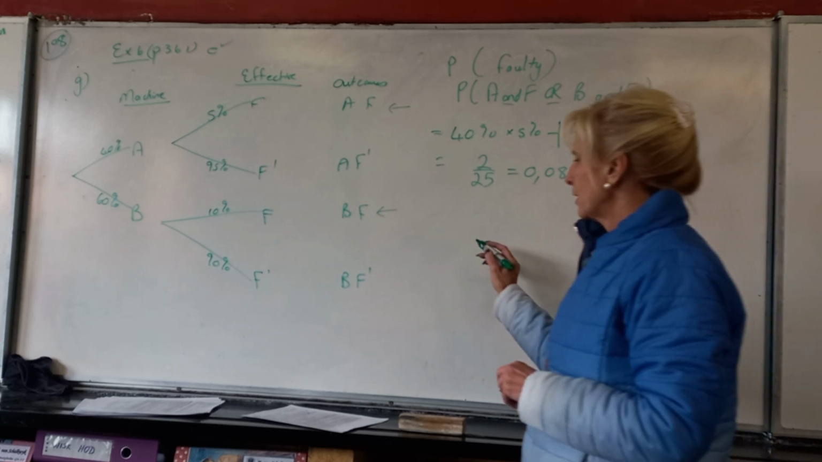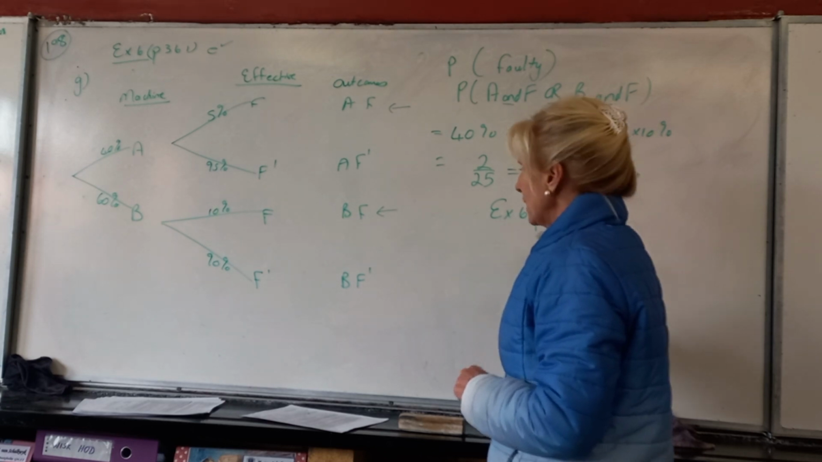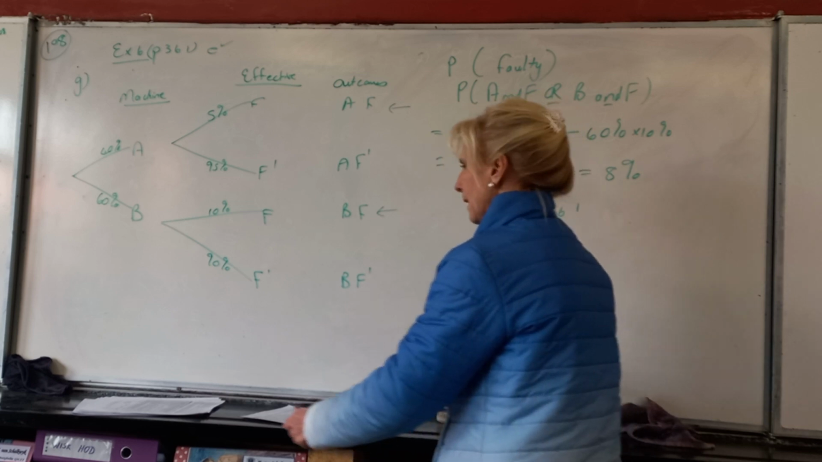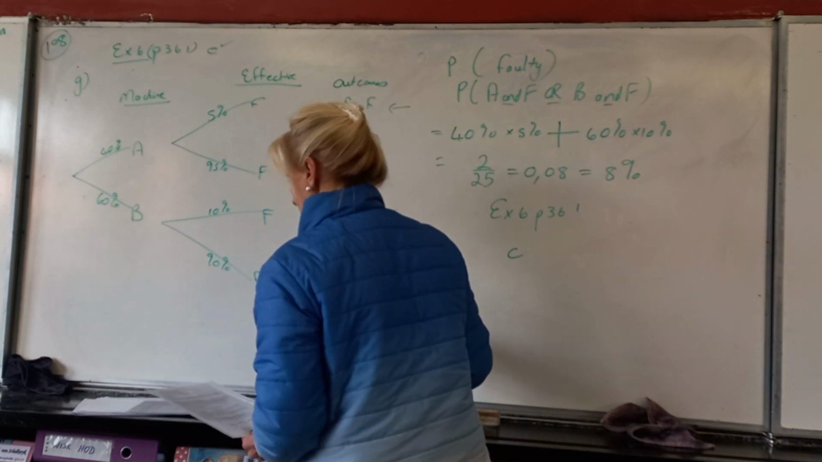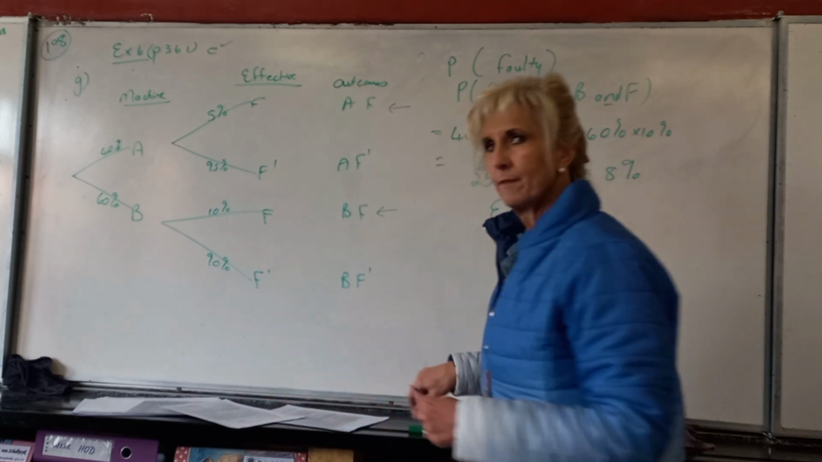All right, you are going to do for me for homework, still exercise 6 on page 361. You are going to do for me number C and number I. All right, for homework, please.